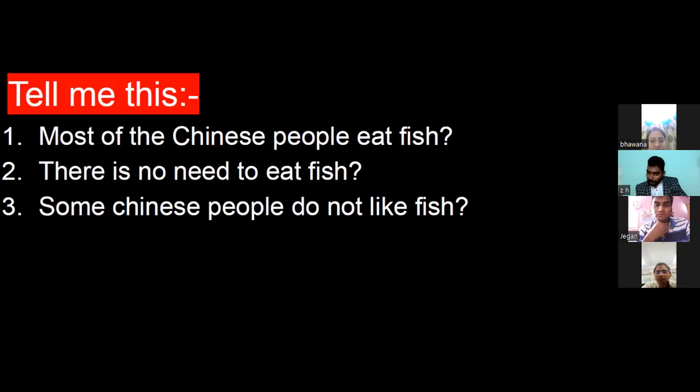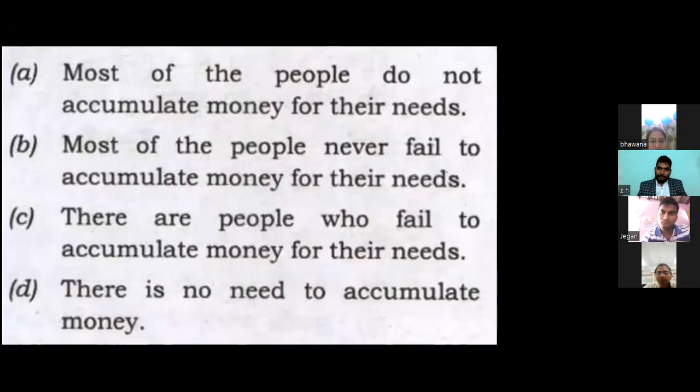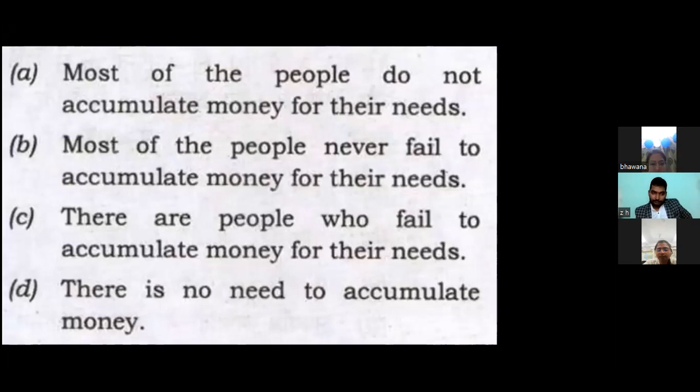Yes. Okay, Bhavya. Now let's jump to the main question. Please read out the options, Bhavya. A. Most of the people do not accumulate money for their needs. B. Most of the people never... people who fail to accumulate money for their needs. C. There is no need to accumulate money.